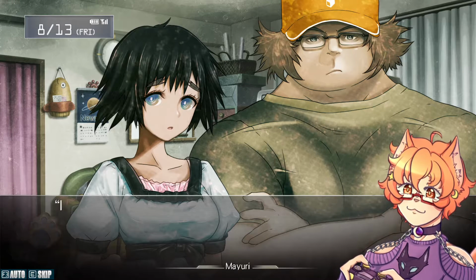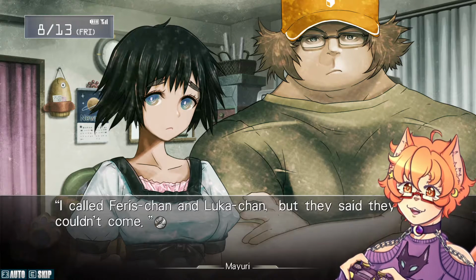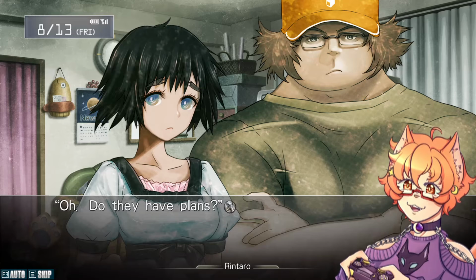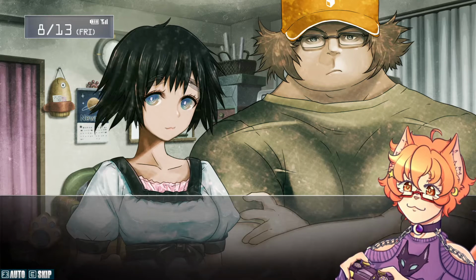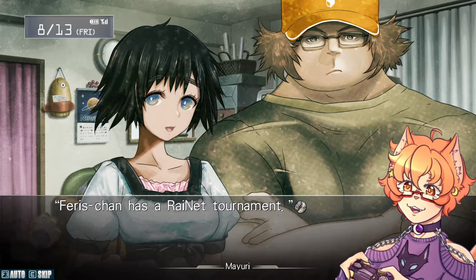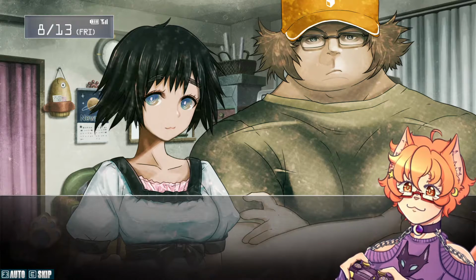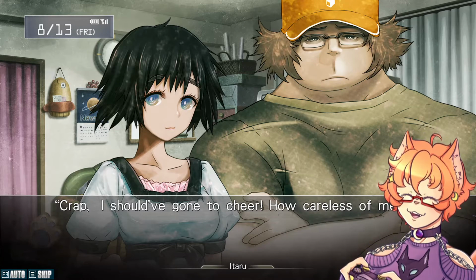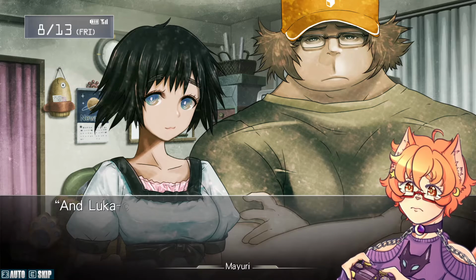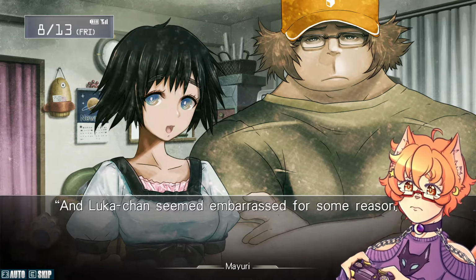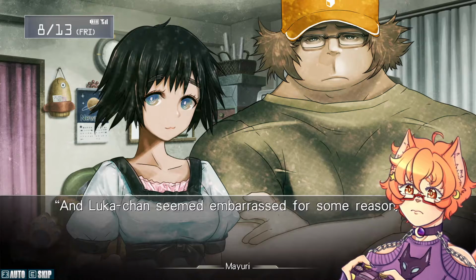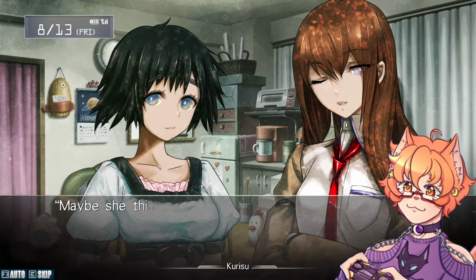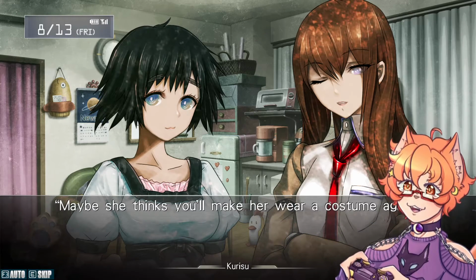Okarin! I called Farish-chan and Luka-chan, but they said they couldn't come. Oh, do they have plans? Farish-chan has a Reinet tournament. Oh. Crap! I should have gone to cheer! How careless of me! And Luka-chan seemed embarrassed for some reason. I wonder why, Okarin. Maybe she thinks she'll make her wear a costume again.